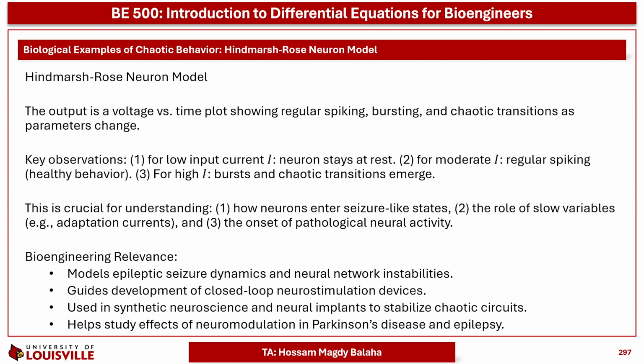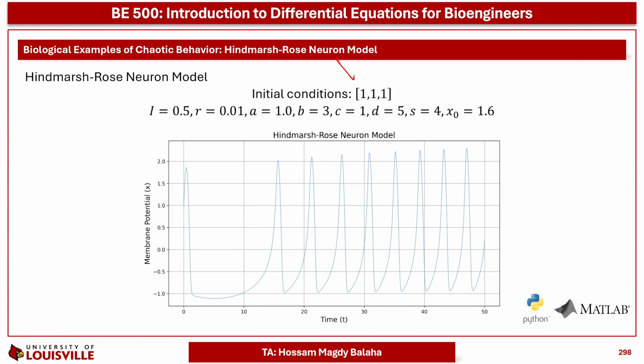In all cases, if you simulate the output, which is the voltage versus time, it will show regular spiking, bursting, and chaotic transitions as parameters change. If you have low input current I, the neuron stays at rest, and for moderate I, you will get regular spiking, which can be considered healthy behavior, and for high I, you will get chaotic transitions in your output. As you see here, with an external input of 0.5 and initial conditions 1, 1, and 1, you will get this behavior of the membrane potential.